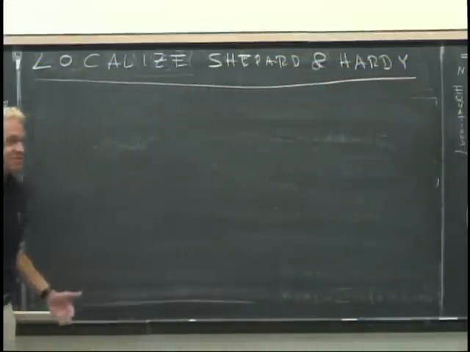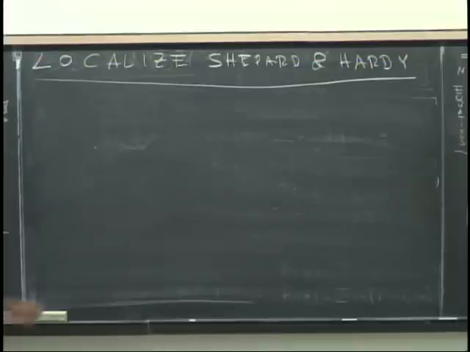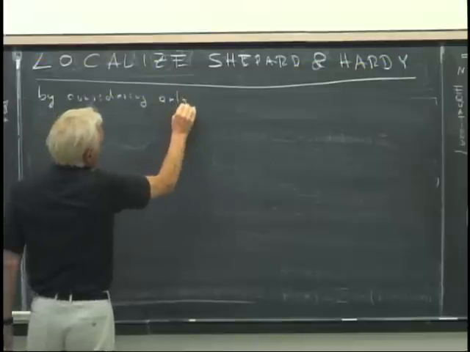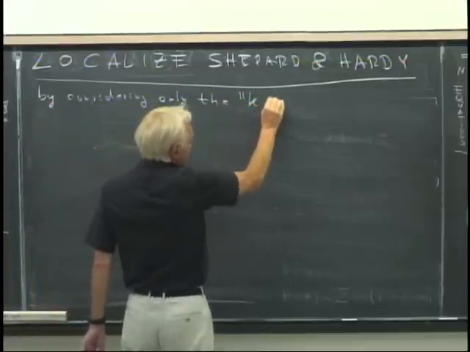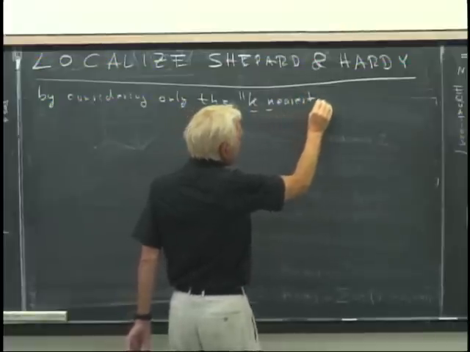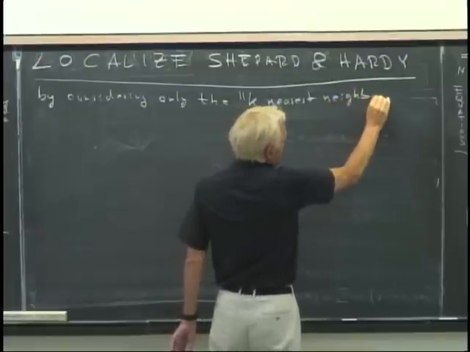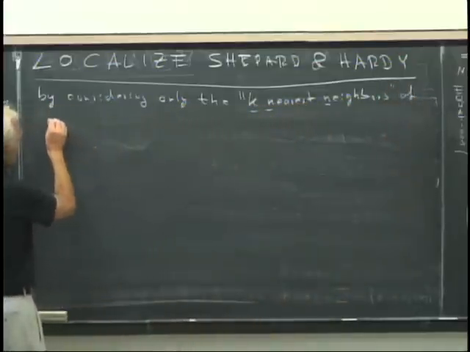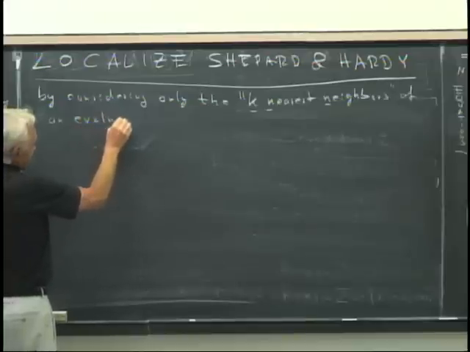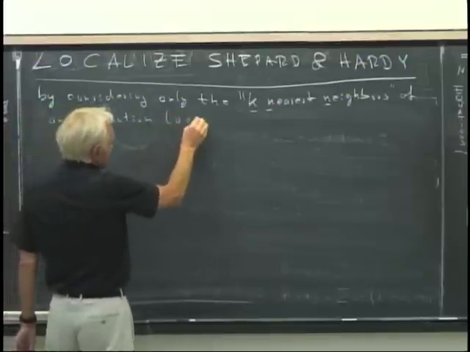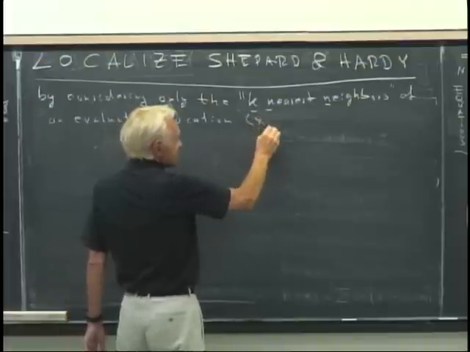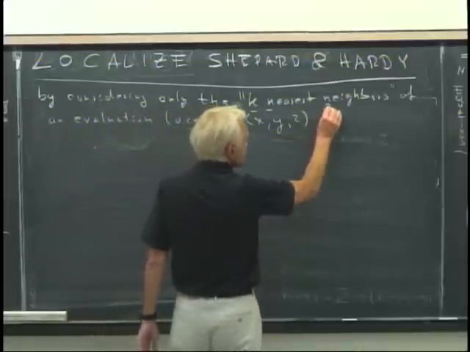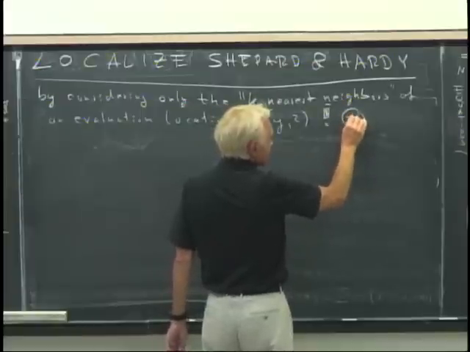by only considering the k closest neighbors when computing an estimate for a location x, by considering only the k nearest neighbors, KNN, of an evaluation location, well, I can say x y z in 3D space, by project 2 of an evaluation x y z. That's the magic, okay? And then we are happy because that should speed things up.